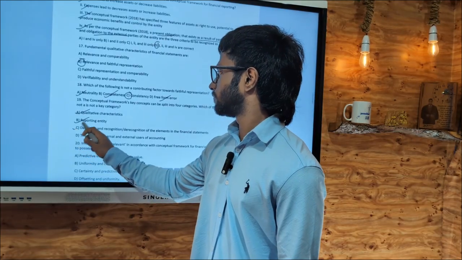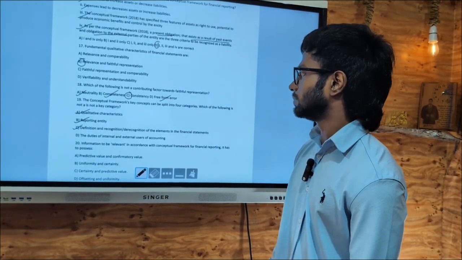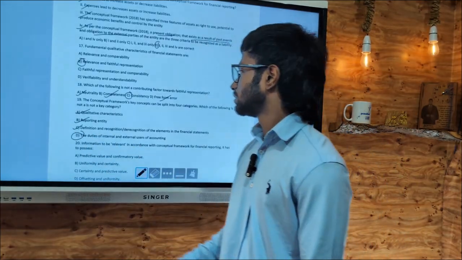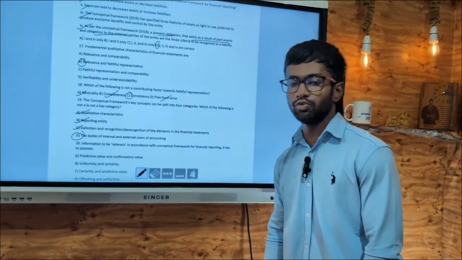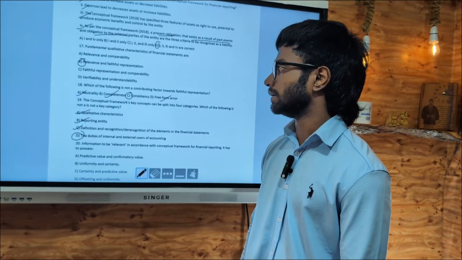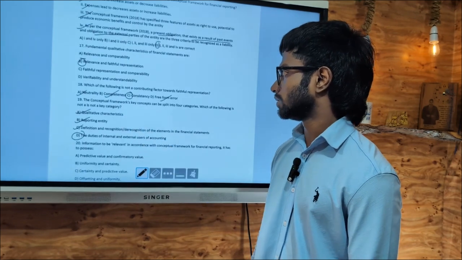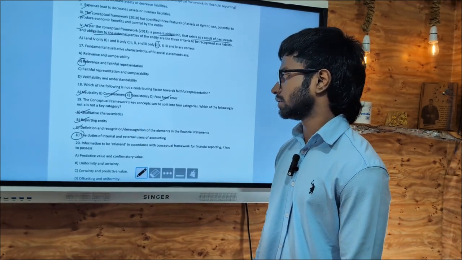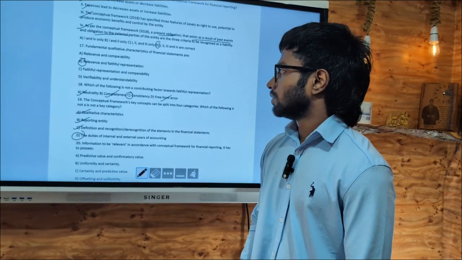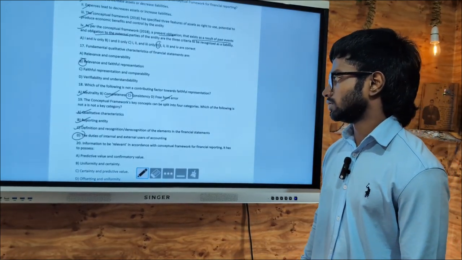Definitions of, definition and recognition and derecognition of the elements also comes. There is no such thing called duties of internal and external uses of accounting. So it should be answer number D for 19. Then we can move on to the next question.